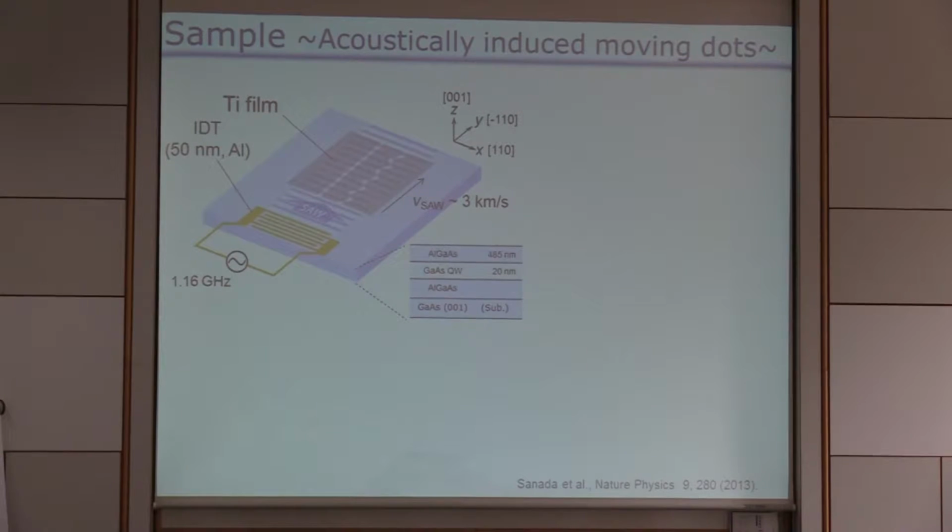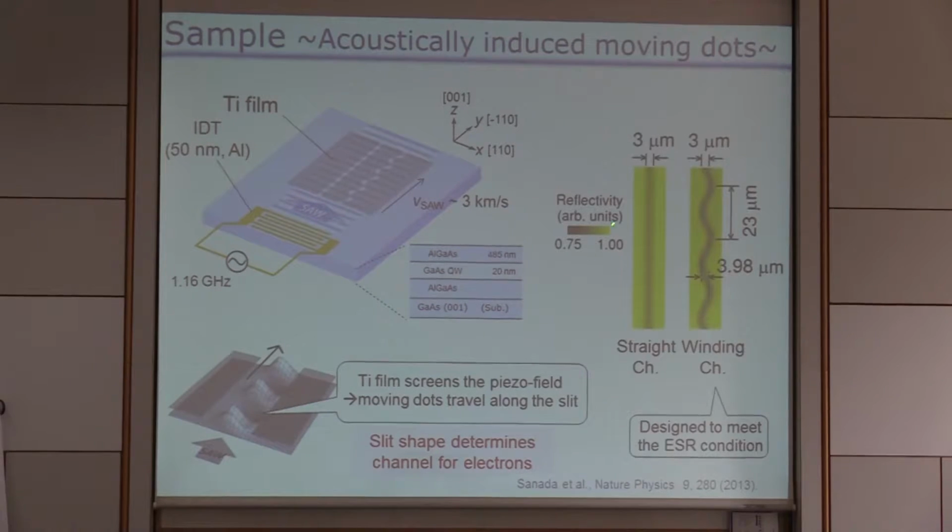So what we did is like this. We formed the metal film with slits in this form. We prepared a straight channel and a winding channel with a slit width of 3 microns, and we chose a wavelength of 23 microns and an amplitude of about 4 microns. These parameters are designed to meet the ESR condition.